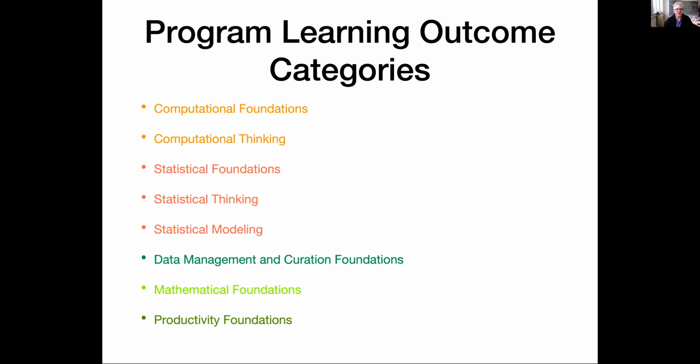I've tried to group them by color here into some sort of categories. There's computational outcomes, which are divided into foundations and thinking. There's statistical outcomes, which are foundations and thinking plus modeling. And then some unique groups, data management and curation foundations. I'll show you those outcomes explicitly in a bit. Mathematical foundations, Brad has talked about, and I'll say a few more words. And productivity foundations, which are kind of the soft skill outcomes. I'll say some words about that as well.